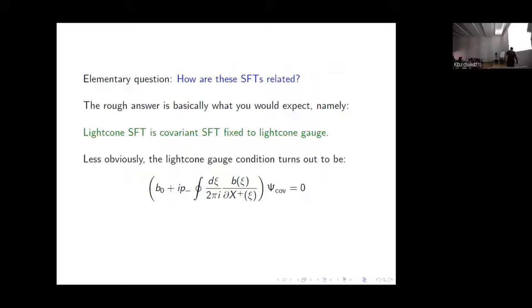So the elementary question is, how are these string field theories related? The rough answer is basically what you would expect, which is that lightcone string field theory is just a covariant string field theory that has been fixed to lightcone gauge. What is less obvious is what the lightcone gauge condition turns out to be. It turns out to be requiring that this complicated operator here annihilates the covariant string field. Any questions?